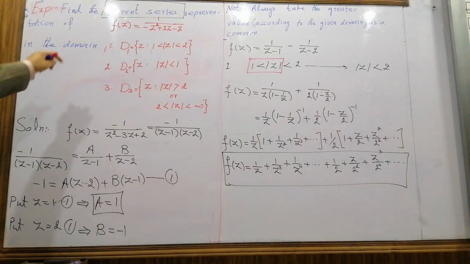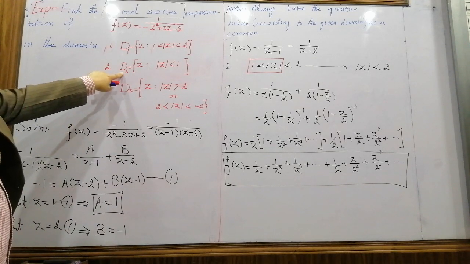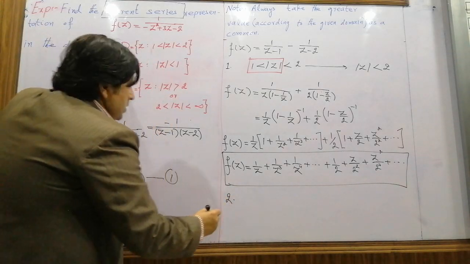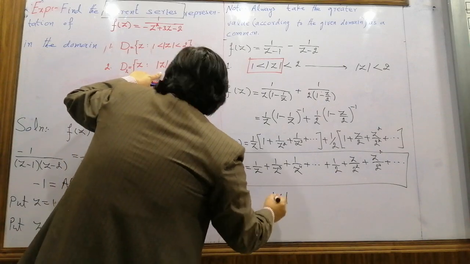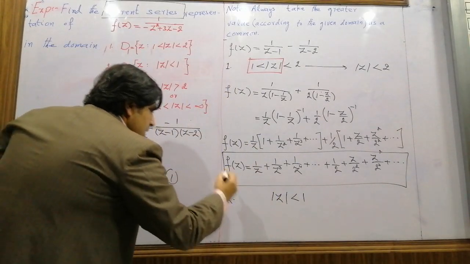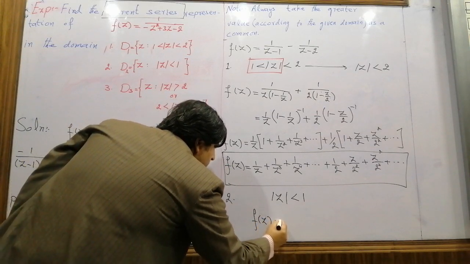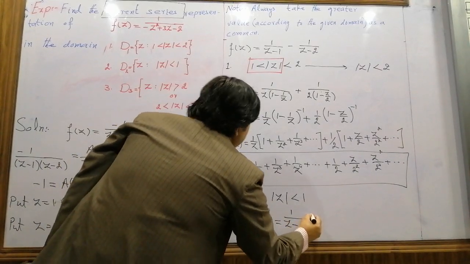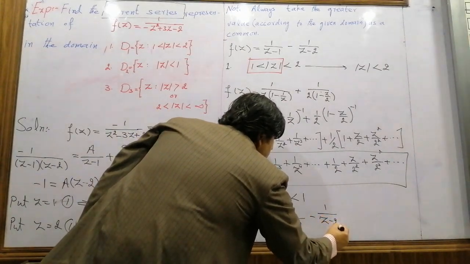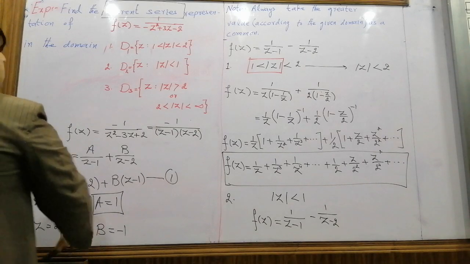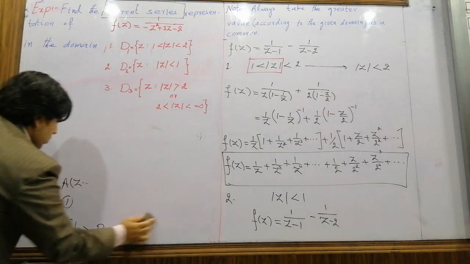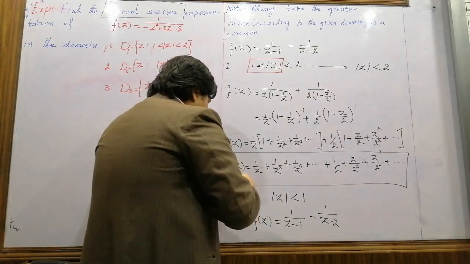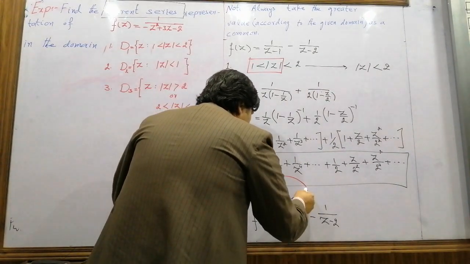So now let us solve the second part of this question. In the second part, you can see that again we are given the domain. The domain is that absolute z is less than 1. So again let us take the function. The function f of z is equal to 1 over z minus 1 minus 1 over z minus 2. So now in the similar procedure we have to take common. So let us consider the first part. Now the domain is only this. This is our given domain, so we have to consider only this domain.